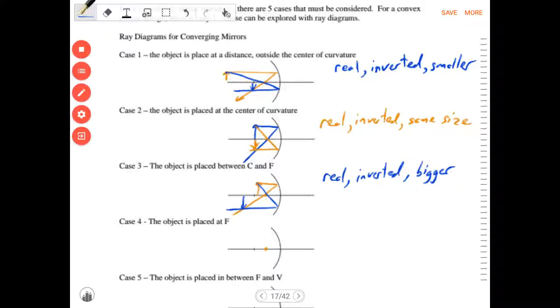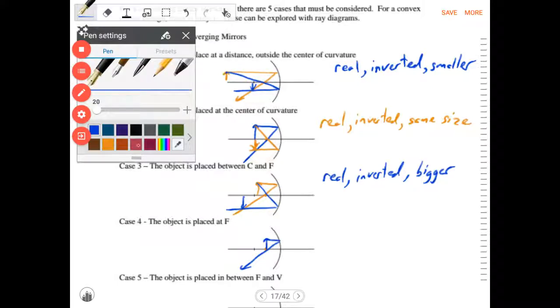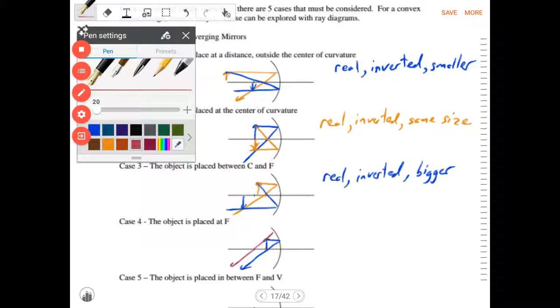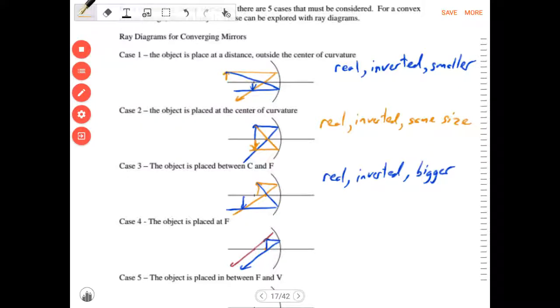So case 4, what if we place it right at the focal point? Now this is kind of when the third ray would really help. Okay, so here we go to the mirror through the focal length, through the focal point. Okay, I'm going to use red, draw the one through the center of curvature. Okay, now I'm also going to draw the one through the focal length.